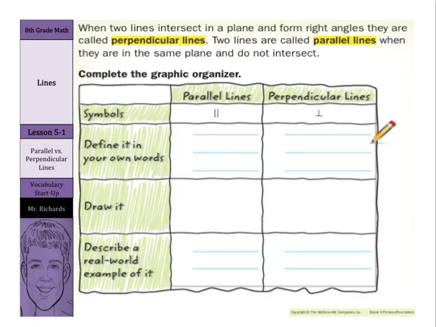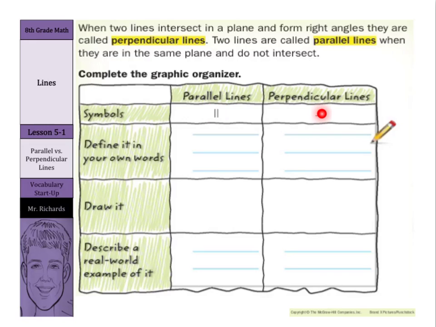Now, our vocab setup here: when two lines intersect in a plane and form right angles, they are called perpendicular lines. Two lines are called parallel lines when they are in the same plane and do not intersect. And we're asked to complete the graphic organizer. Well, we have our symbols for parallel, which is two up and down lines that don't ever touch. And perpendicular lines, well, they're intersecting here at a right angle.